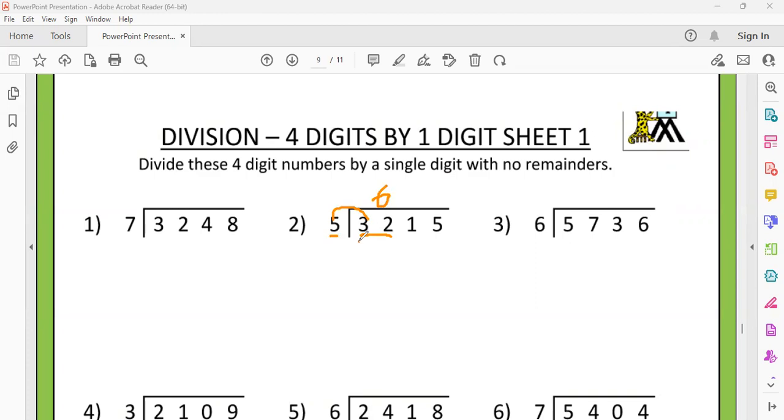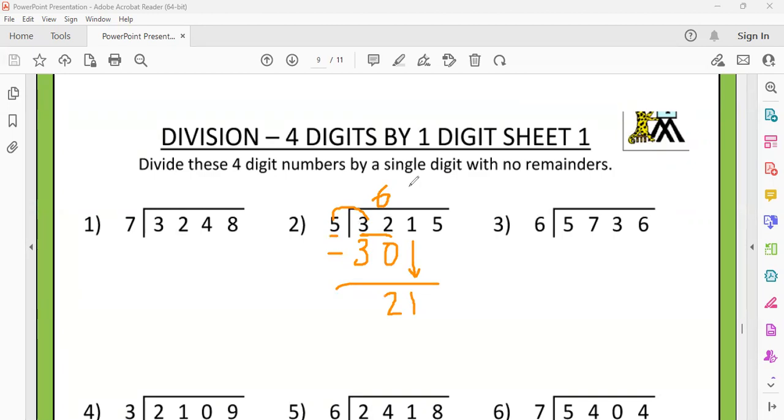5, 10, 15, 20, 25, 30. So write your 30 at the bottom. And then you want to find the remainder. There's a remainder of 2 that cannot be divided. That's why you have to join it up with the next number here. Bring it down. So you have 21.